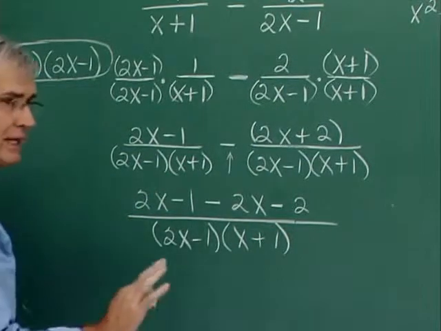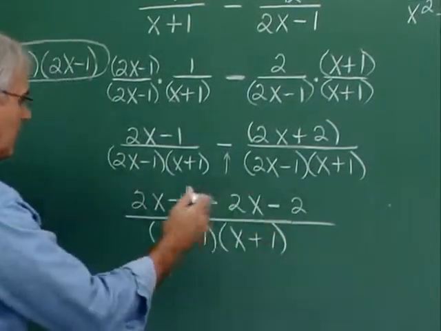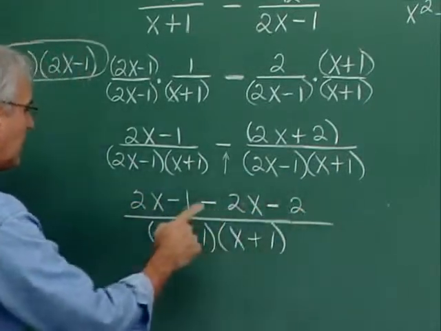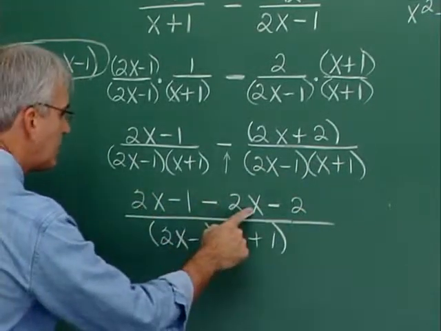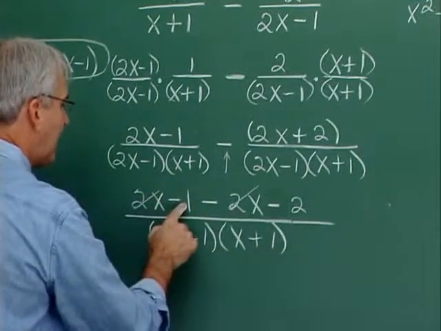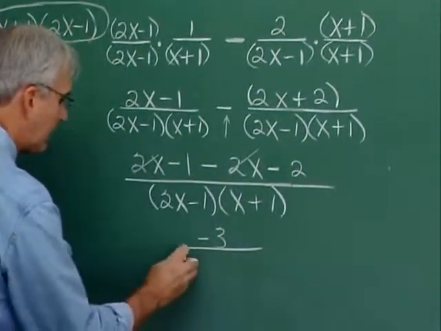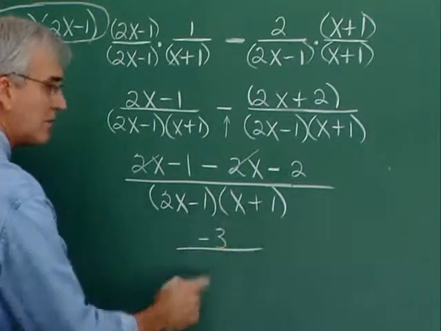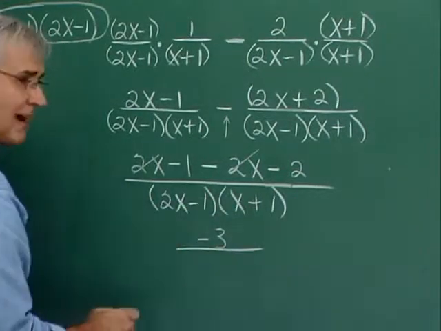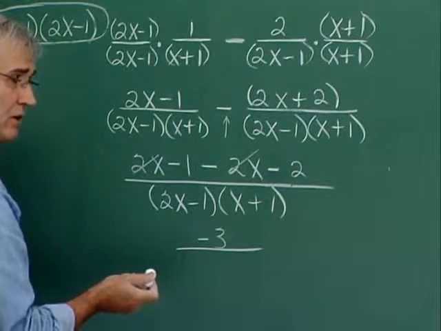All right, now the idea is to collect like terms. We collect terms in the numerator. We have 2x minus 2x. Oh, they go out. So we have negative 1 with negative 2, that's negative 3. And in the denominator, we have the common denominator, 2x minus 1 times x plus 1. Now, we can leave this in factored form, or we can multiply it out at this point.